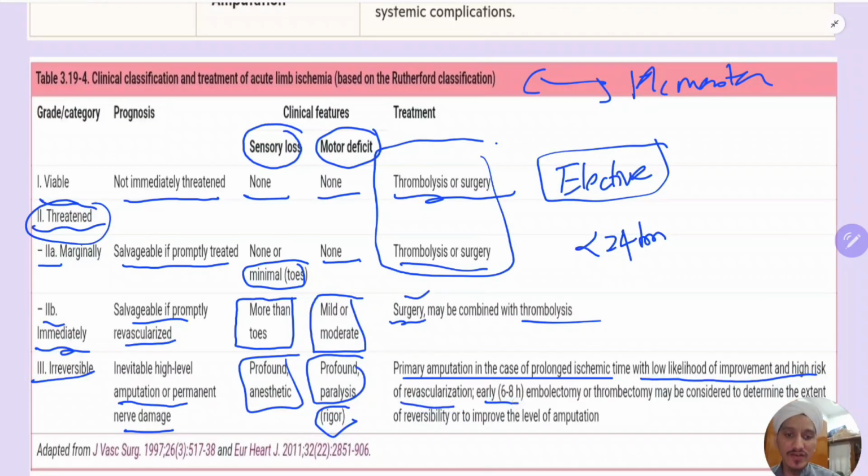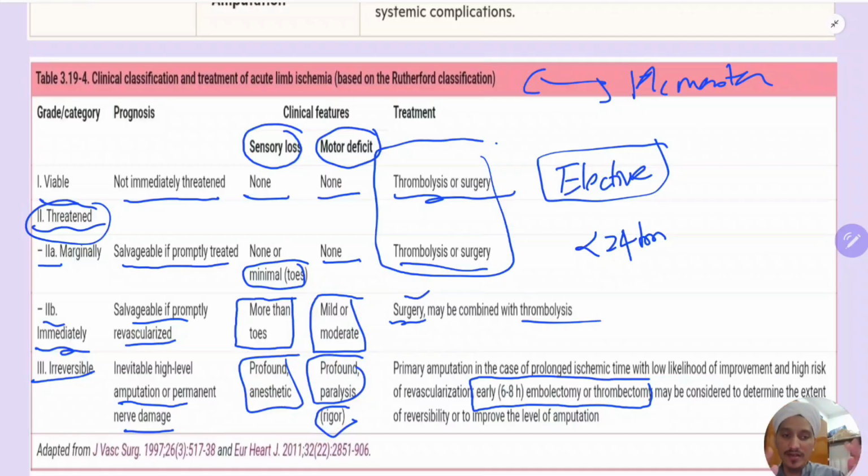So early, within 6 to 8 hours, embolectomy or thrombectomy may be considered to determine the extent of reversibility or to improve the level of amputation. This is an important point which McMaster gives. So even in these patients, you can try this. You first do early embolectomy or thrombectomy, meaning you cut open the vessel and take out the thrombus or embolus, and you see the limb.